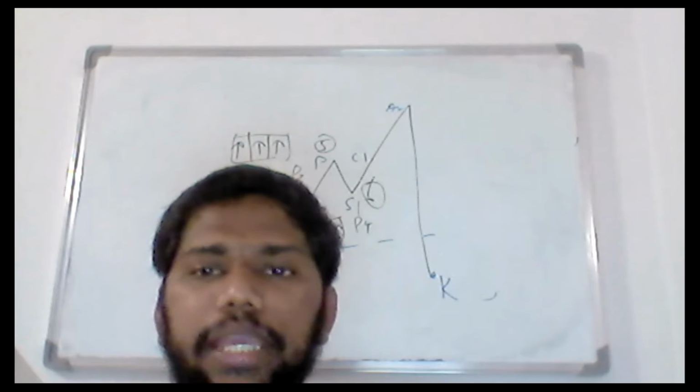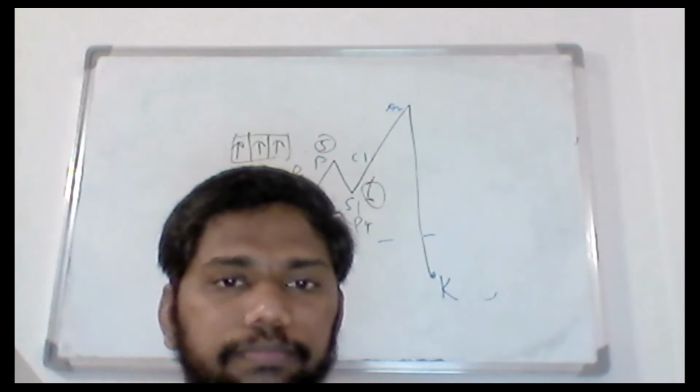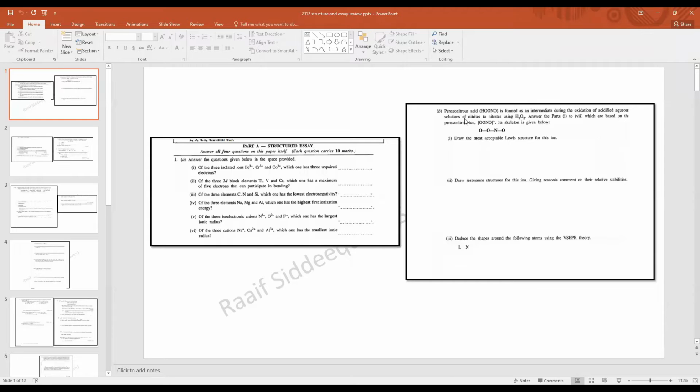Okay, so part B. Part B is peroxonitrous acid. What is this? Some people might say, oh, what is this? HOONO. Don't think this is HNO3. Okay. Is it HNO3?